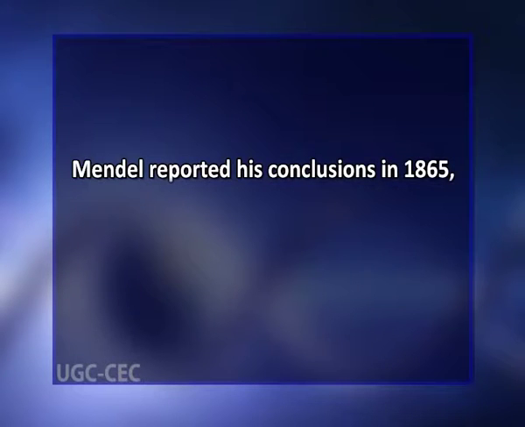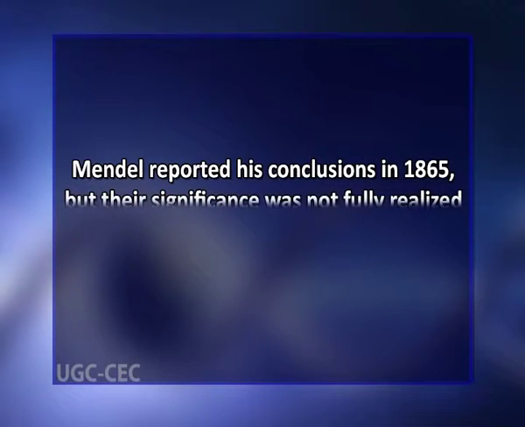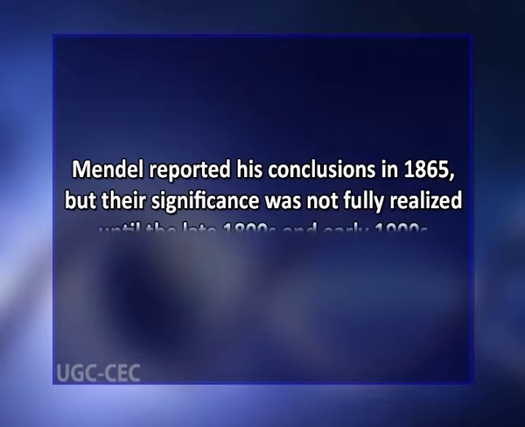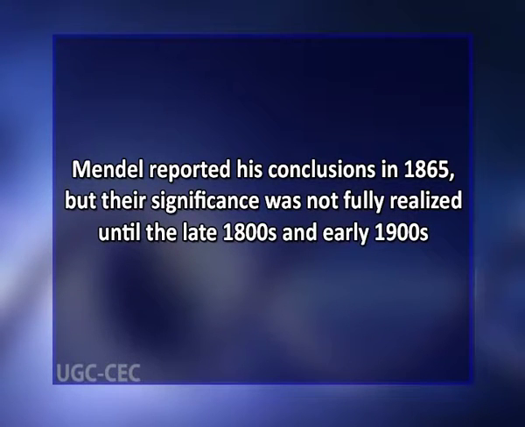Mendel reported his conclusions in 1865, but their significance was not fully realized until the late 1800s and early 1900s. Mendel's experimental approach was effective because he made simple interpretations of the ratios of the types of progeny he obtained from his crosses, and because he then carried out direct and convincing experiments to test his hypothesis.